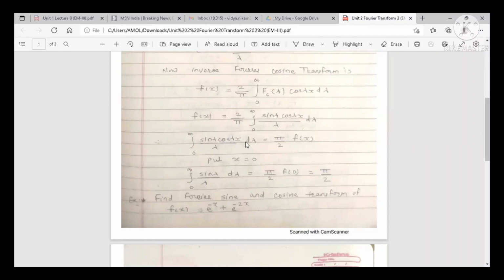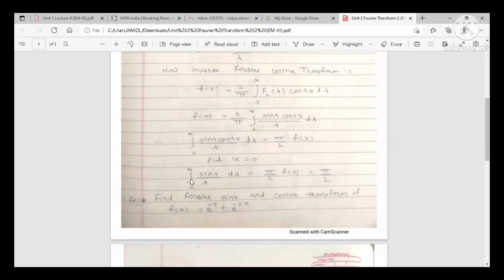The variable here is λ because integration is with respect to λ, so we cannot change the variable λ. The constant term is x in cos λx. x is constant. So if we put x equal to 0, this function will be cos 0. You know cos 0 is 1. So if we put x equal to 0, the cos function is 1.